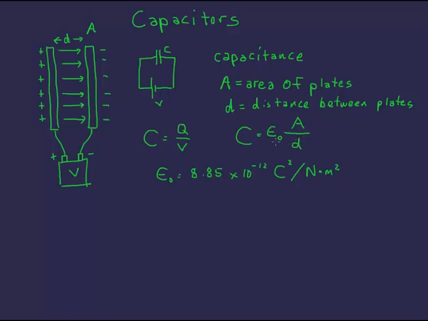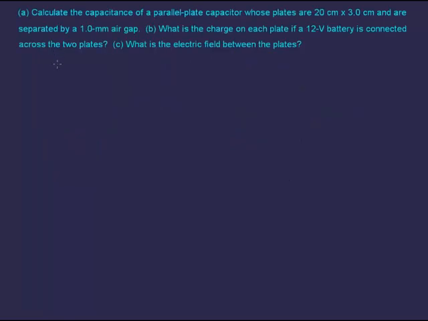So let's do one of those real quick. This is a three-parter. A. Calculate the capacitance of a parallel plate capacitor whose plates are 20 centimeters by 3 centimeters and are separated by a 1 millimeter air gap. So we'll start with that. In order to calculate the capacitance, we have epsilon naught times the area over d. We have d directly, that's a 1 millimeter air gap. We don't have the area, but we have information that'll let us find the area.